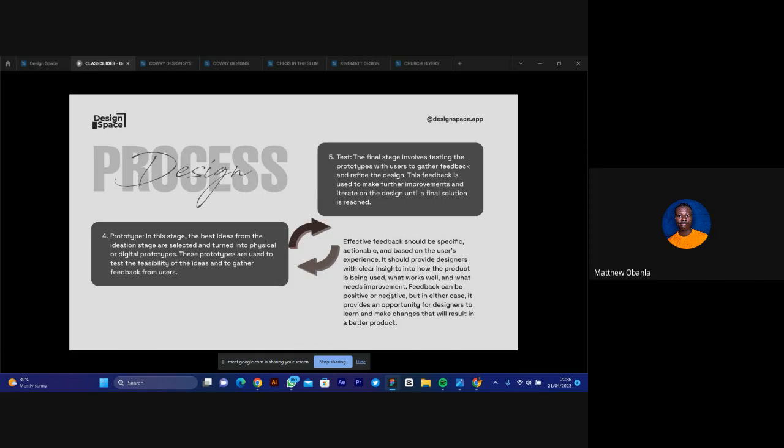These prototypes are used to test the feasibility of the idea. When I mean the feasibility, they test how true it is. It's just like they say, okay, let us build a house that is going to have one pillar that will hold the tall building. Okay, we want to build a 10-story building. The idea behind the 10-story building is that it's going to be one pillar that will hold the 10-story building. The idea is actually nice.